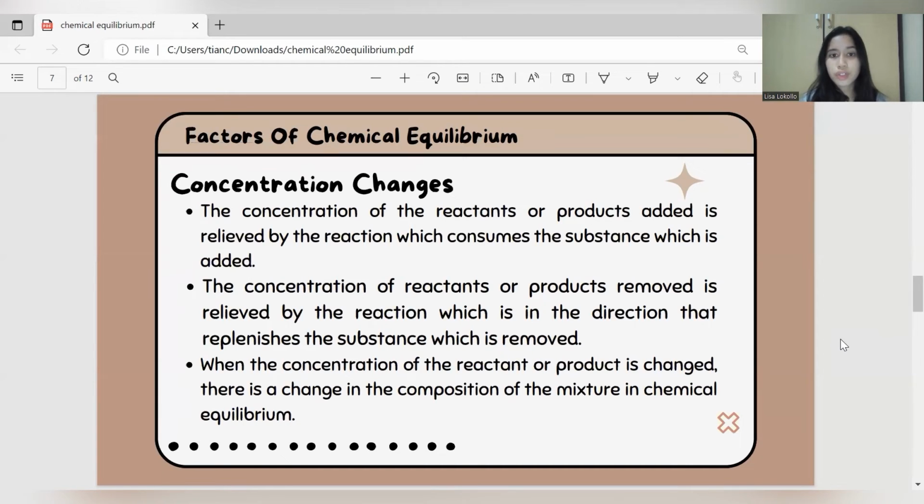The first factor is concentration changes. The concentration of the reactants or products added is relieved by the reaction which consumes the substance which is added. The concentration of reactants or products removed is relieved by the reaction which is in the direction that replenishes the substance which is removed. And when the concentration of the reactant or product is changed, there is a change in the composition of the mixture in chemical equilibrium.